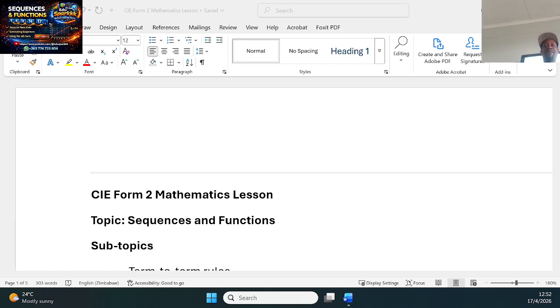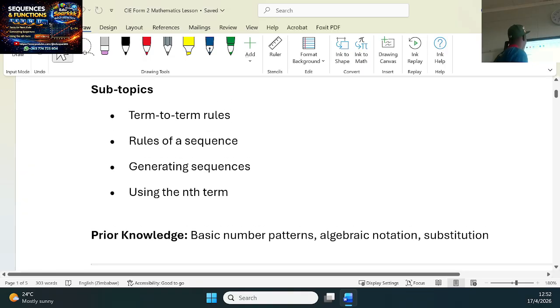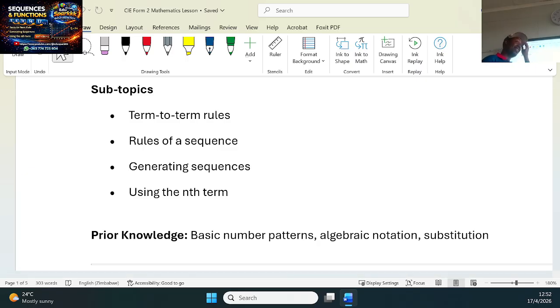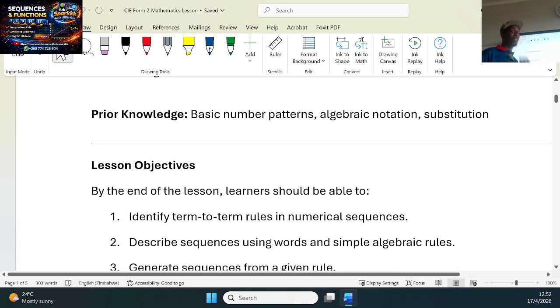Right. Welcome, folks. This time around is Form 2 Mathematics, and we're interested in sequence and functions. So let's have a look at things that we might find interesting in this discussion. We are going to be interested in things such as term-to-term rules, rules of a sequence, generating a sequence using the nth term, and also things that we might need to know as we get into this topic.